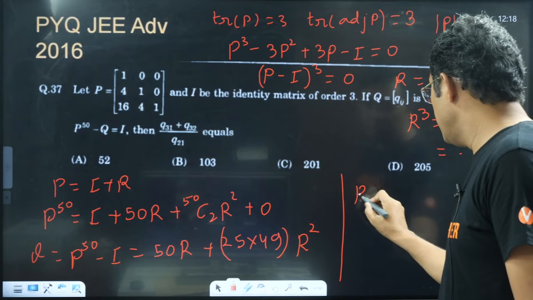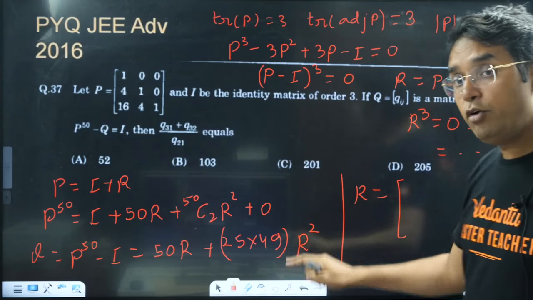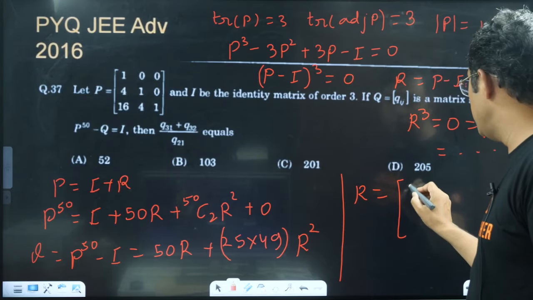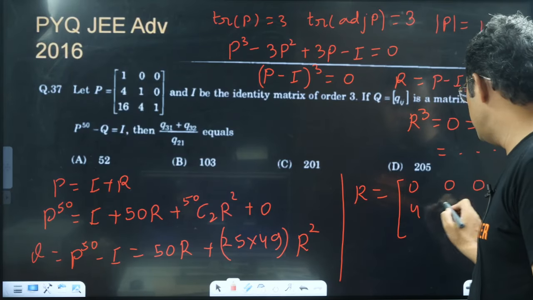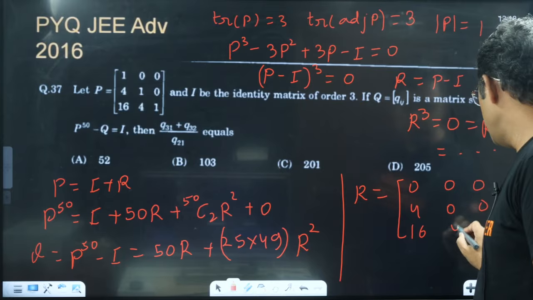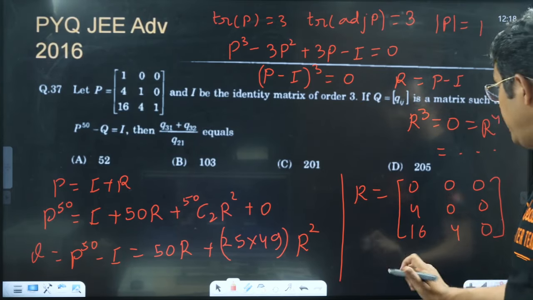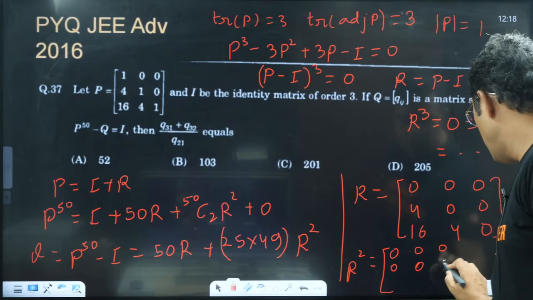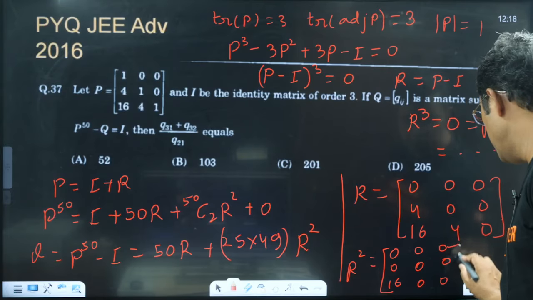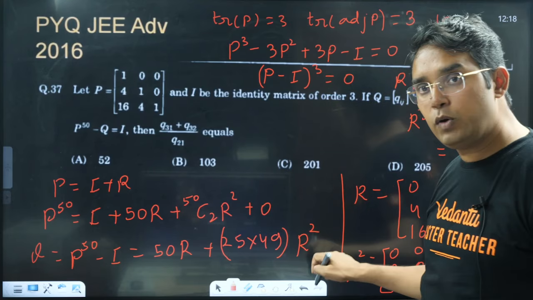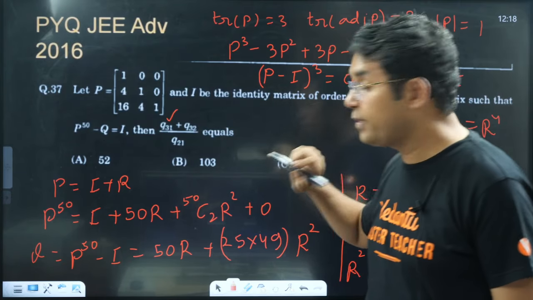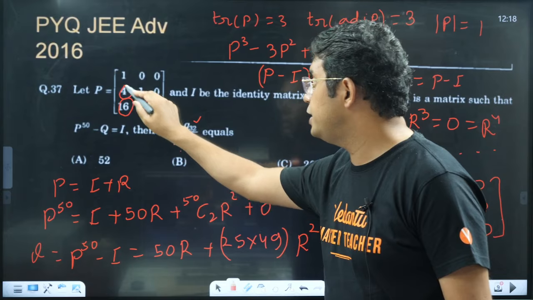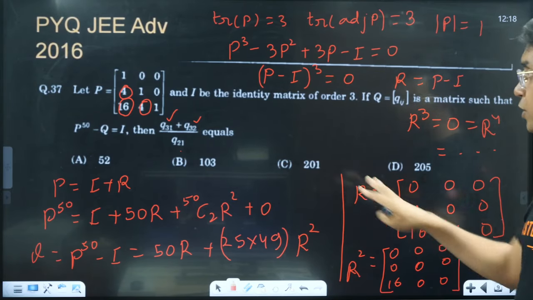R is actually p minus I. Here actually you have to find r square also because r square is not null. R cube onwards it is null. R is actually 0, 0, 0 and then 4, 0, 0, then 16, 4 and 0. So that will be r, and r square you can find. I think in r square we are getting all elements to be 0, 0, 0. Only this element comes out to be 16. Okay, so you just have to plug in these values of r and r square here, and please focus only on these elements. 3, 1 element that comes here, 3, 2 element that comes here, and 2, 1 element that comes here. Only these 3 elements you have to take care of, and then you will get your answer.